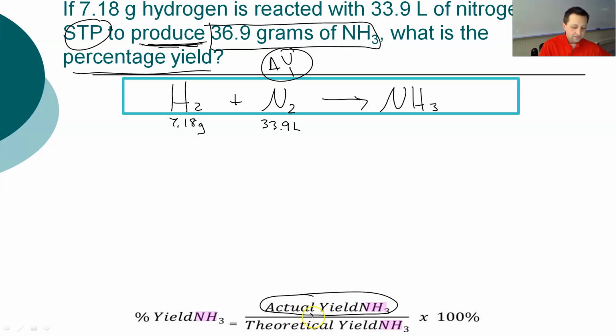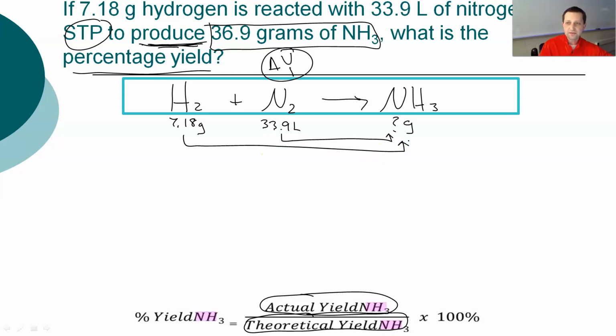I want to figure out my theoretical yield of NH3. How much NH3 should I theoretically produce? So I don't know how many grams of NH3 I should theoretically make here. So what I need to do is convert 33.9 liters of nitrogen into grams of NH3 and 7.18 grams of H2 into grams of NH3. Why do I need to do two of these? Well, if you have two reactants, it's a limiting reagent problem, right? So I don't know here which one of these is my limiting reagent. I don't know how much product, NH3, I'm going to theoretically make here.